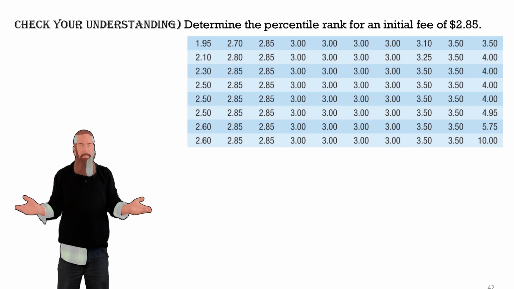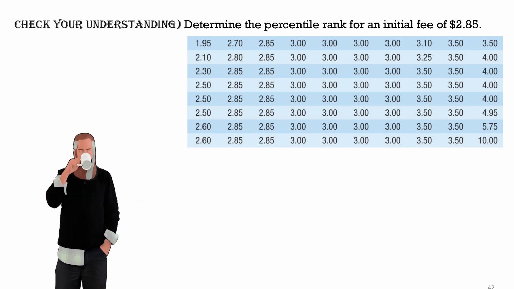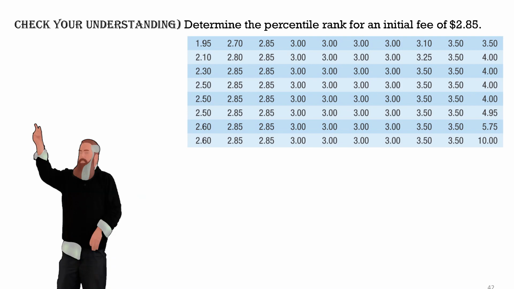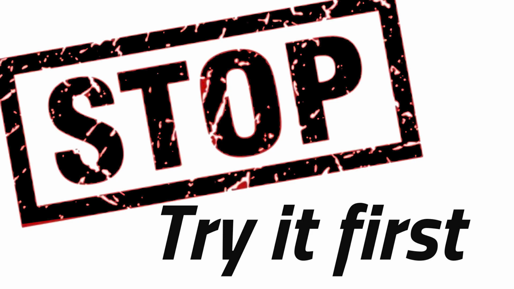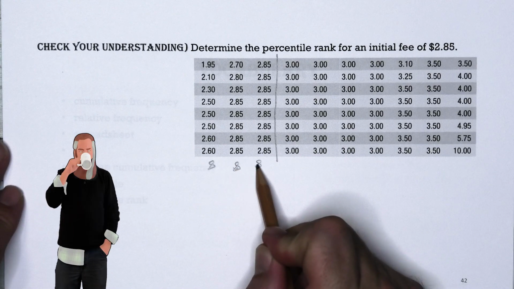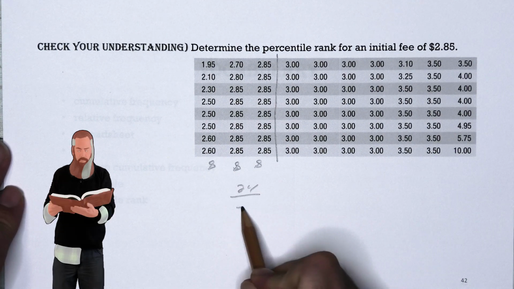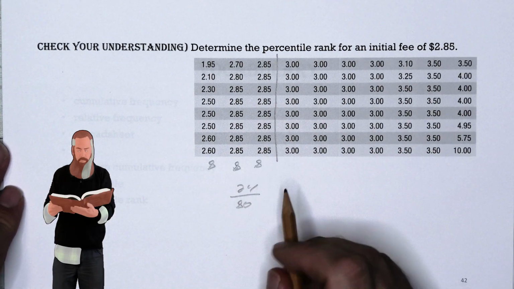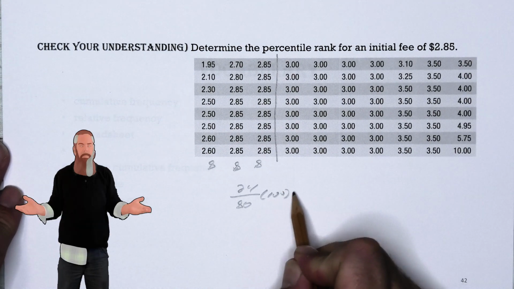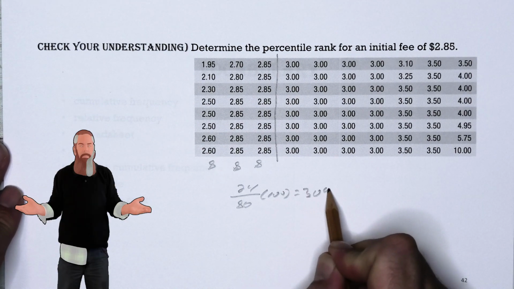Let's check your understanding and determine the percentile rank of an initial fee of $2.85. Well, with 8 in each of the 3 columns, that means there are 24 in total. Of the 80 total cab fares, that divided and multiplied by 100 gives us 30%.